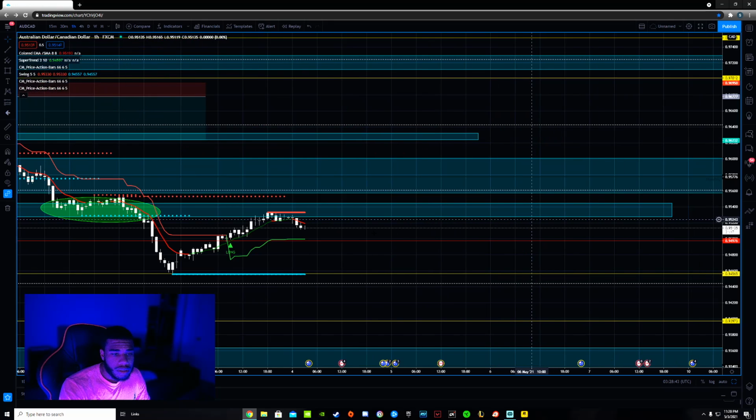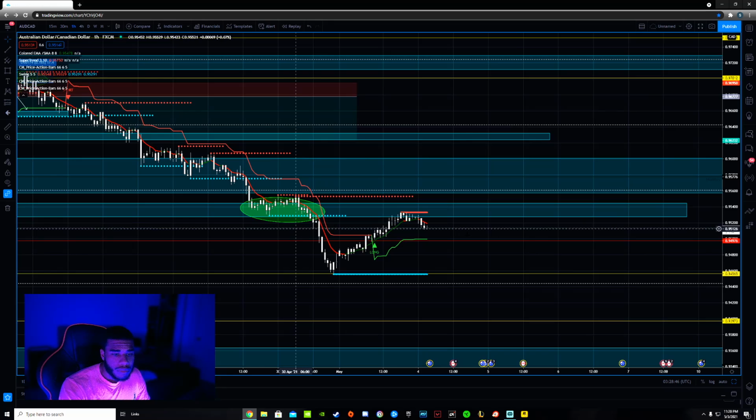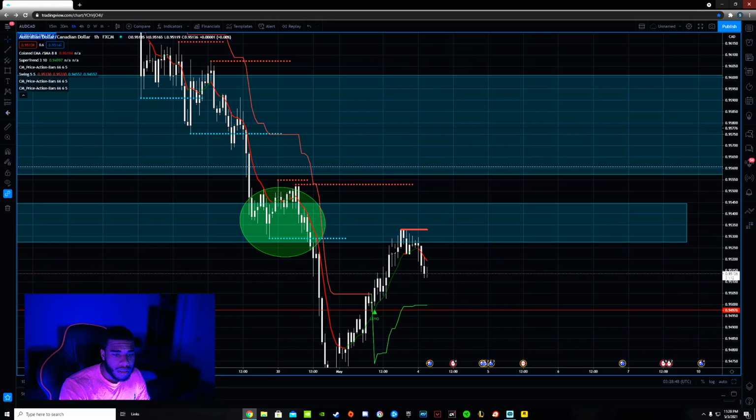Up in this area, you see a lot of nice long wicks as price is approaching this area, and then a nice strong rejection right there. So basically that means price is trying to cross that zone, but it's not very successful. It keeps coming up just to come all the way back down and close under the zone.